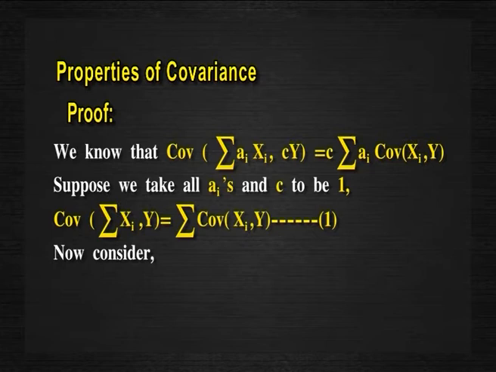Suppose we take all a_i's and c to be 1, we get covariance of summation X_i and Y is equal to summation covariance of X_i and Y. Name it as 1.